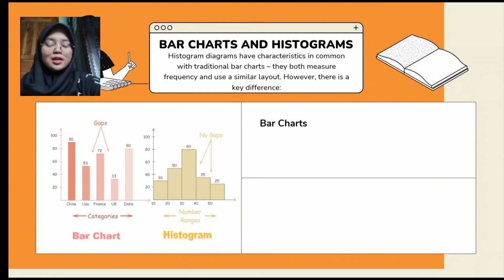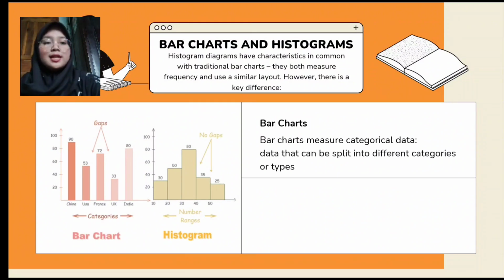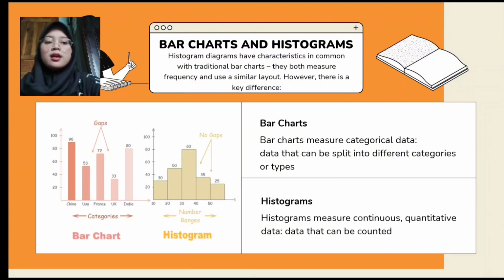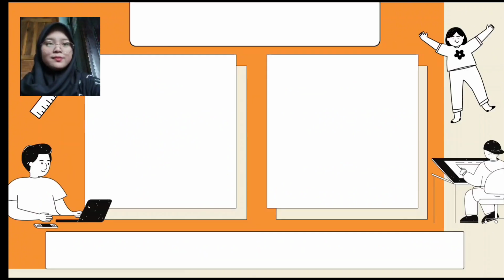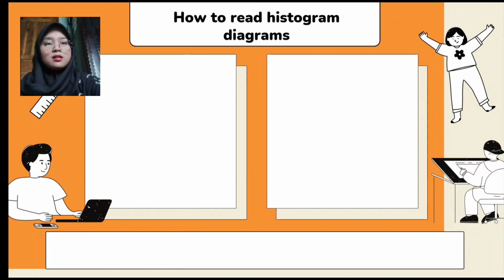Number 1, bar charts. Bar charts measure categorical data that can be split into different categories or types. And then histograms. Histograms measure continuous quantitative data that can be counted. How to read histogram diagrams?